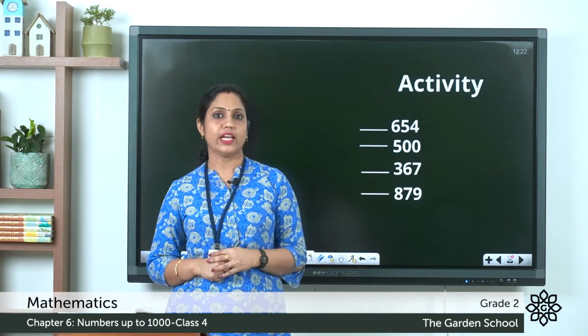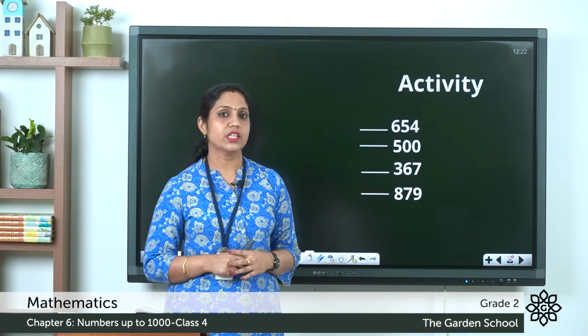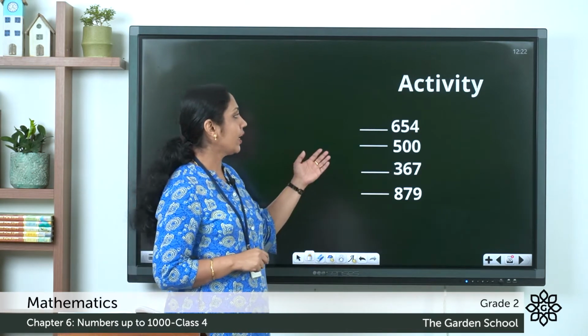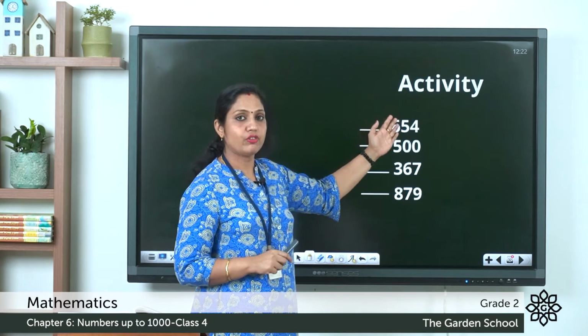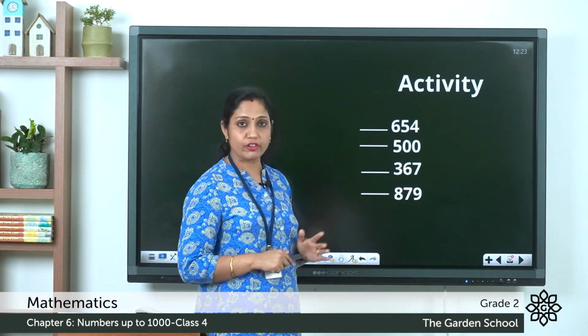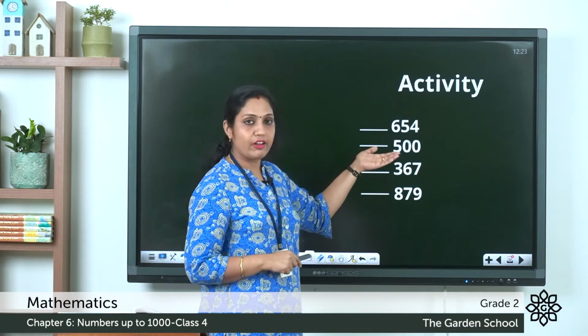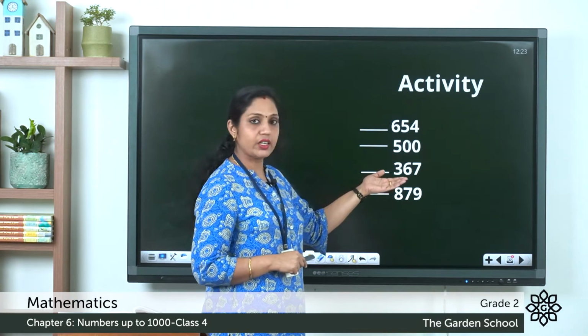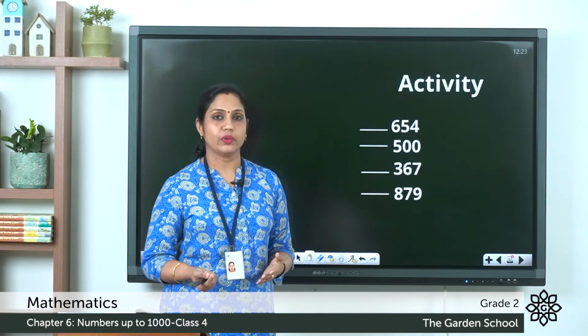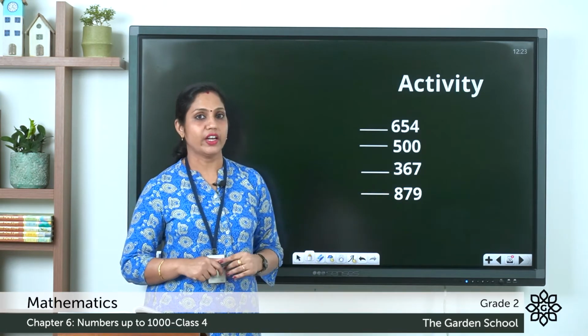So now let's do an activity. You can write down the questions, pause the video and do it. Let's read the questions. We have 654. We have to find out the number which comes just before 654. The second question we have 500. Third we have 367 and 879. So this is an activity for you. You can write it down.